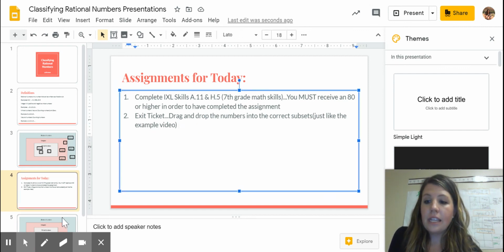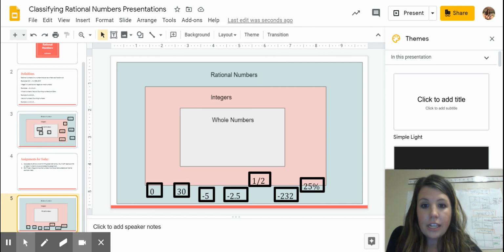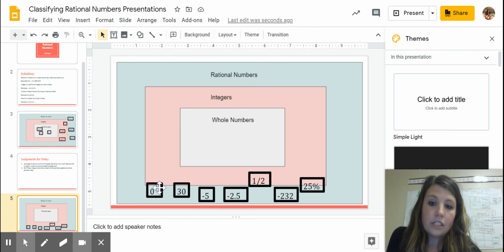And then your exit ticket will look like this. So this is your exit ticket, and just like I did, you just need to take these and drag and drop them into their correct subset. So 0, is it a whole number, an integer, a rational number? 30, is it a whole number, integer, or rational number? So you'll just take whatever it is and drag and drop it into the correct subset and then submit it on Canvas.